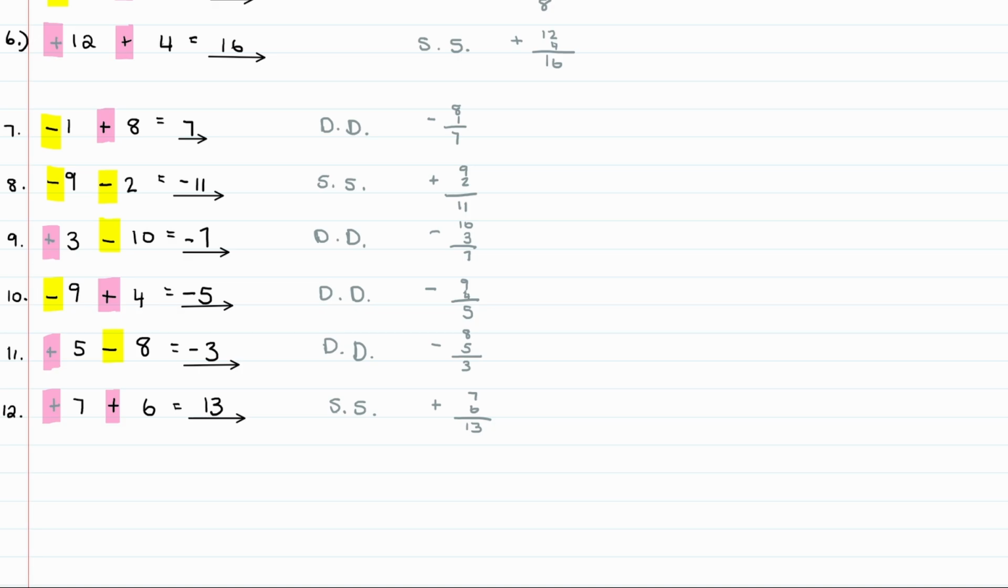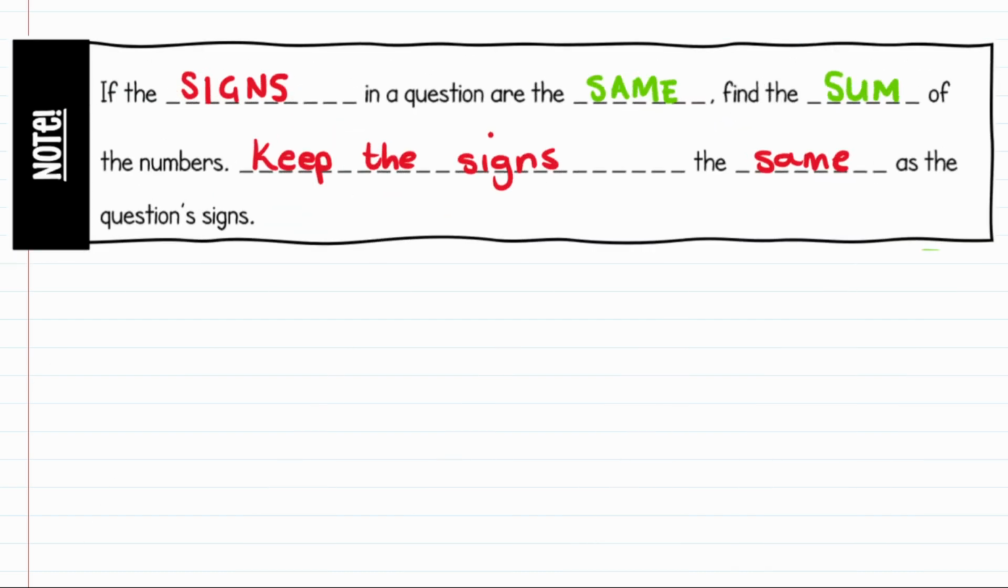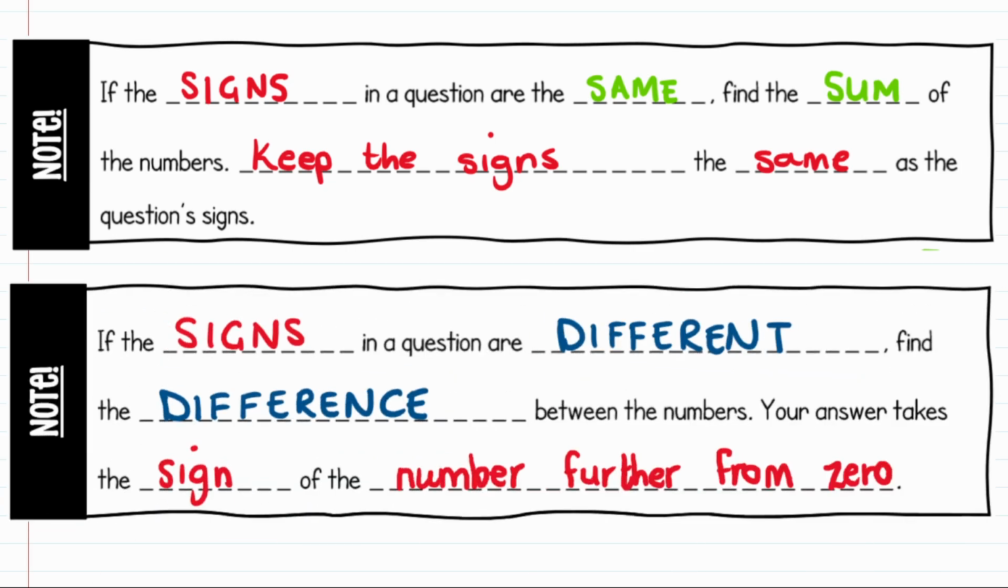If you continue to keep saying this to yourself over and over again, you're less likely to make a mistake. So let's recap by taking down the following notes. If the signs in a question are the same, find the sum of the numbers. Keep the signs the same as the question signs. So if you're working with two negatives, your answer is going to be negative. If you're working with two positives, your answer is going to be positive. If the signs in a question are different, find the difference between the numbers. Your answer takes the sign of the number further from 0.